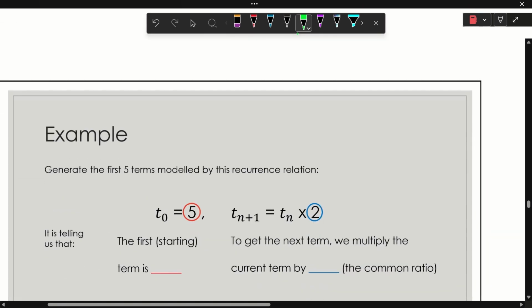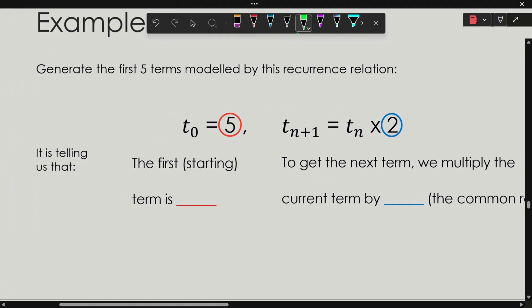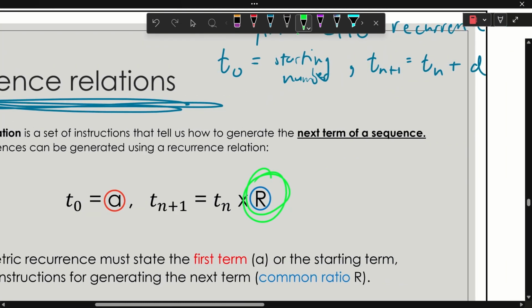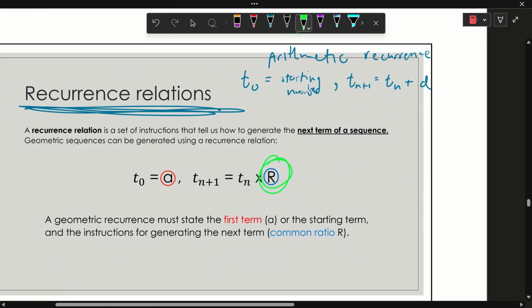So let's actually go and try and figure it out. Are you copying this? I'll fix this up so it's better writing.